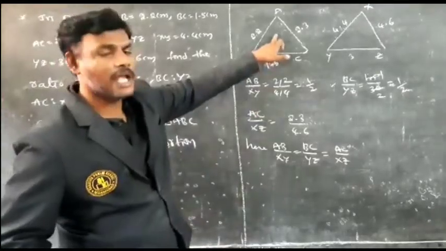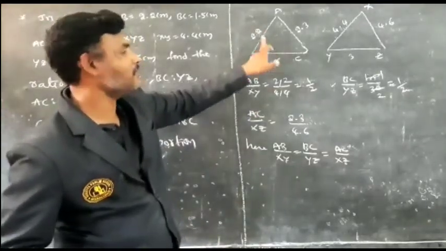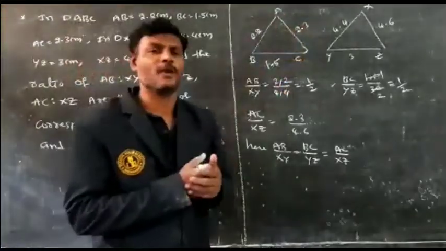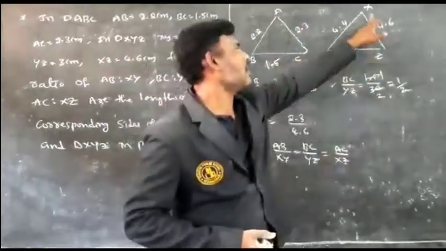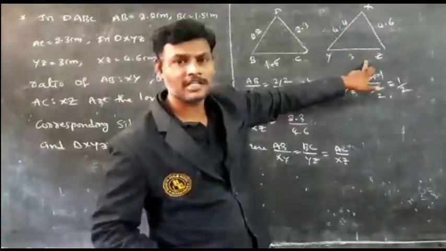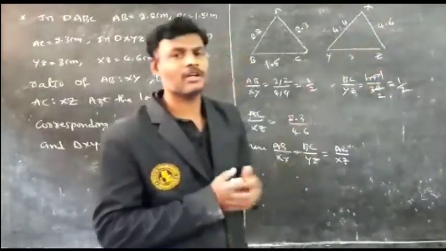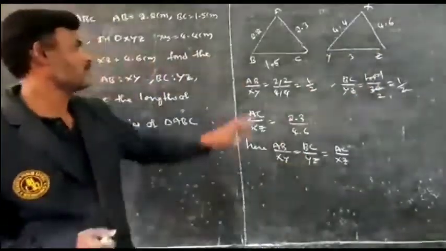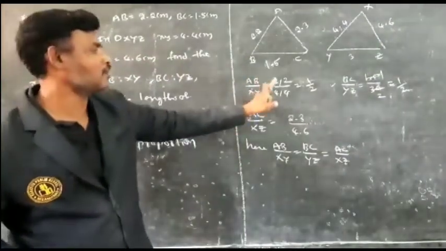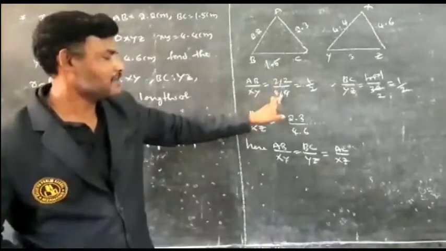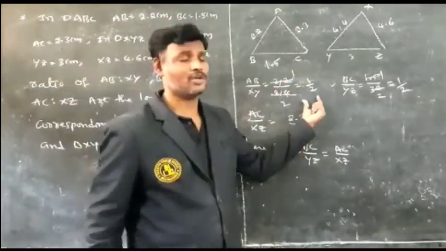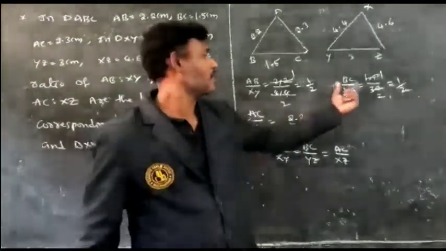Here, in triangle ABC, AB is equal to 2.2 centimeters, BC is equal to 1.5 centimeters, AC is equal to 2.3 centimeters. Then XY is equal to 4.4 centimeters, YZ is equal to 3 centimeters, XZ is equal to 4.6 centimeters. Then what is the ratio? AB by XY is 2.2 by 4.4. Decimal cancel. 22 ones are 22, 22 twos are 44. The ratio of AB and XY is 1 by 2.